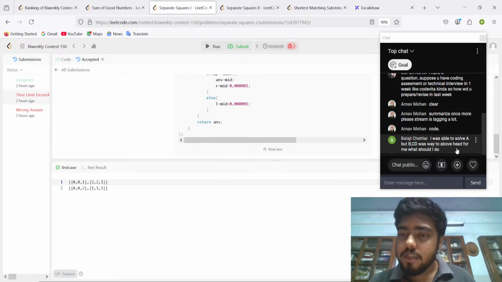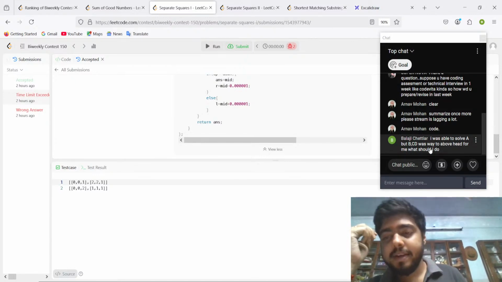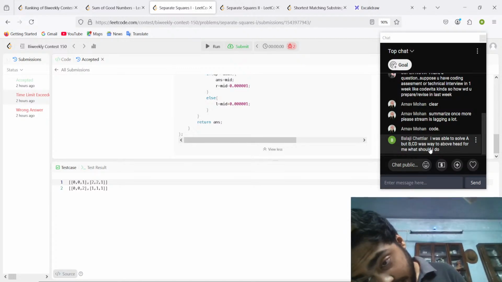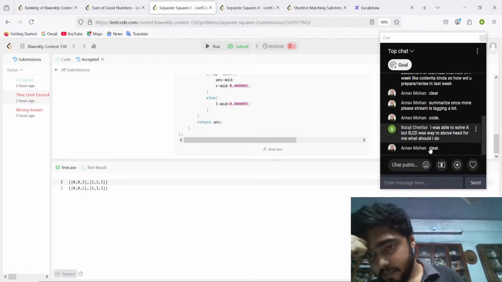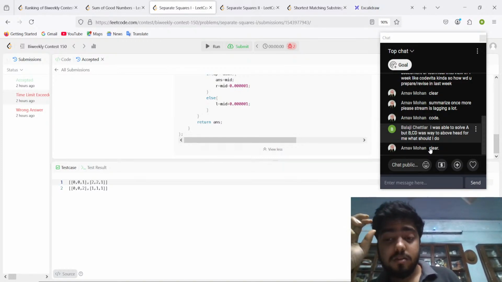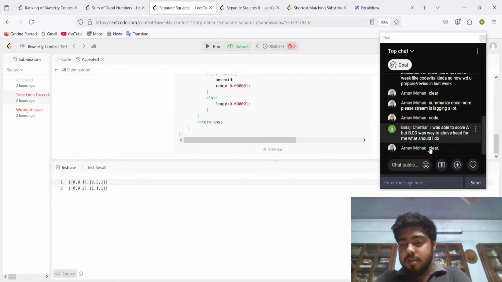See, I was able to solve A, but BCD was way too above head for me. What should I do? See, as a beginner, I will tell you that the level between A and B was well ahead. It was very large, the level difference. So yeah, it is very much normal.